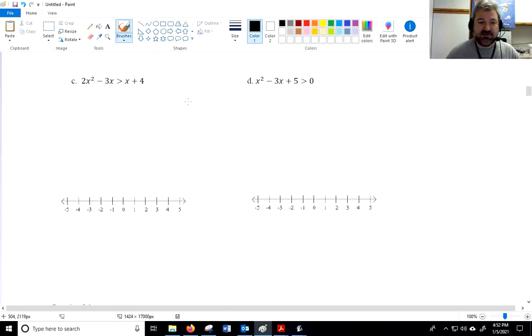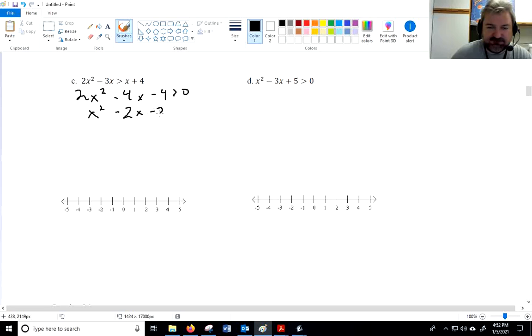All right, let's do another one. Ooh, this one's a little different because it's not set in relation to 0. Well, we're going to fix that first off. Let's fix that. I'm going to subtract the x over. I'll subtract the 4 over. I think I'll also divide everything by 2. As long as I'm dividing by a positive number, it doesn't change any sign. Okay.